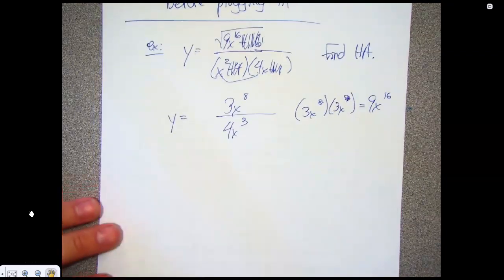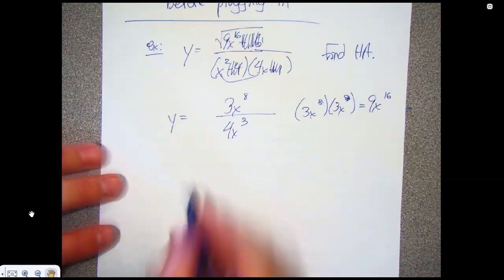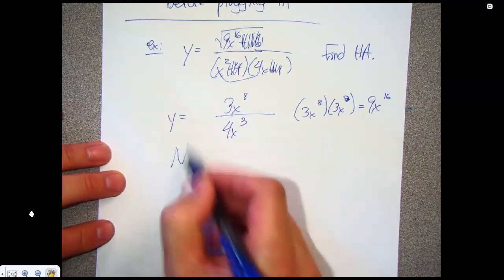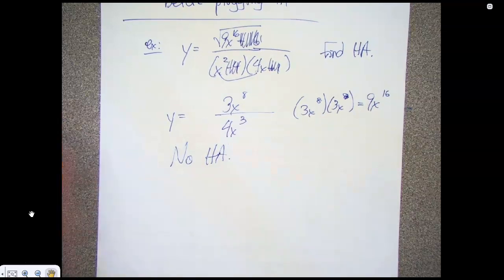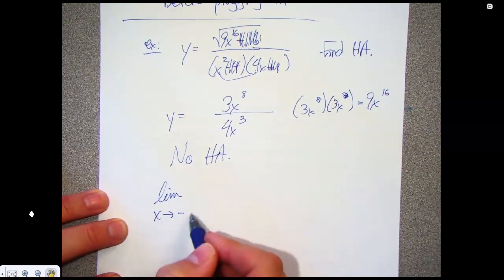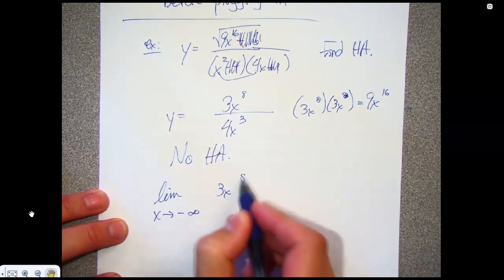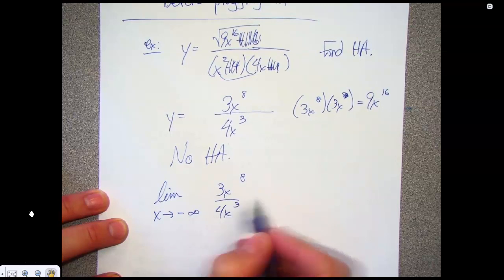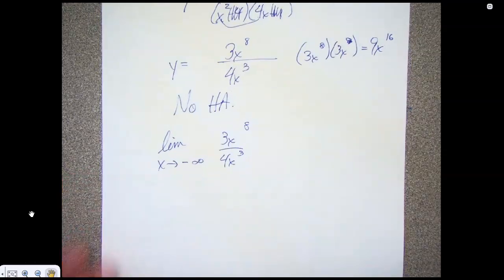Okay, where's the highest power here? On top. So if I asked you to find horizontal asymptotes, you would just say there's none. If I asked you to find, let's do it that way too. Find the limit as x approaches negative infinity of that. Take a second to do it. So you're thinking through the sign is what I'm trying to get you to practice.